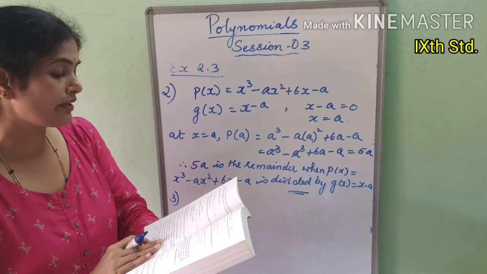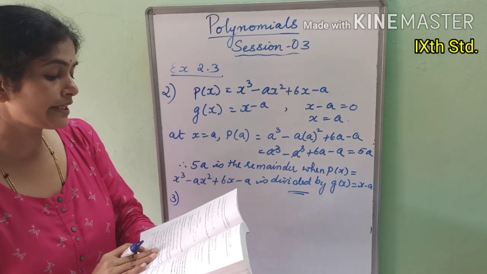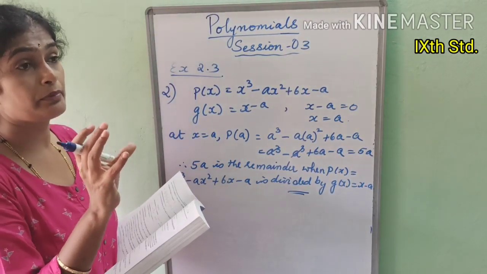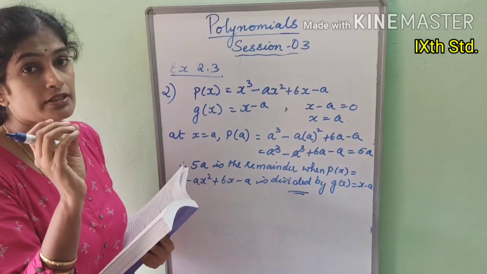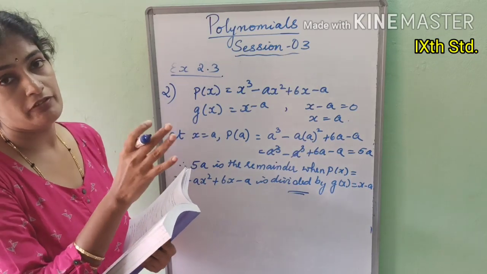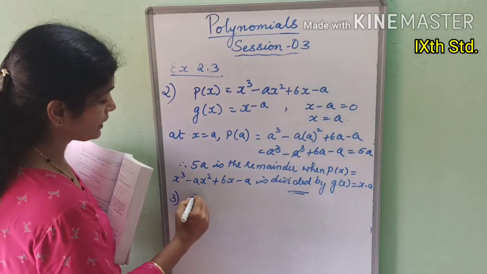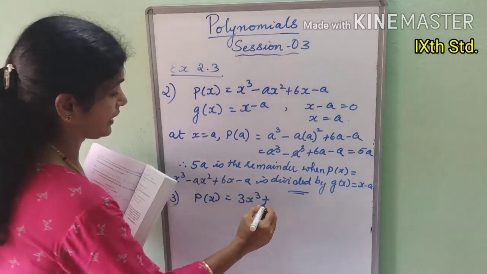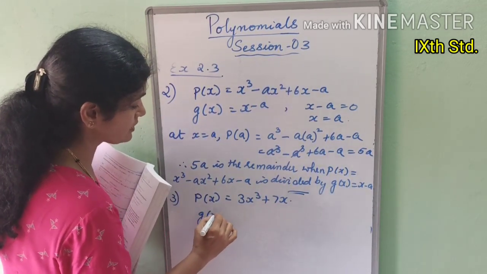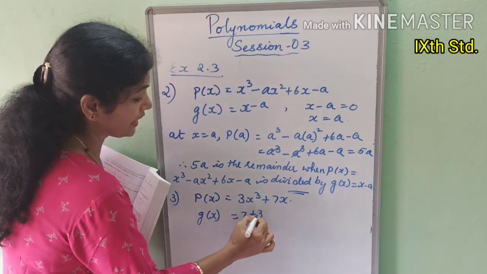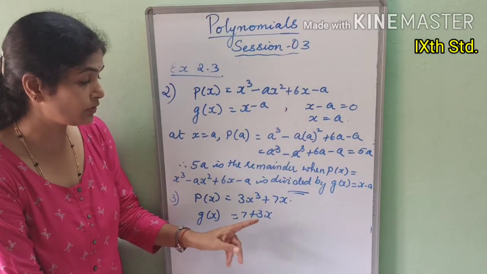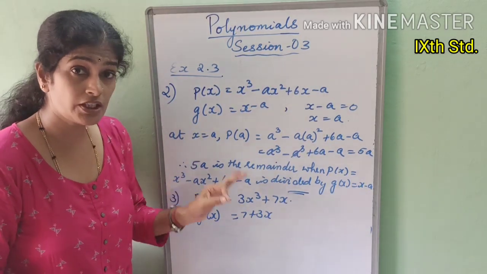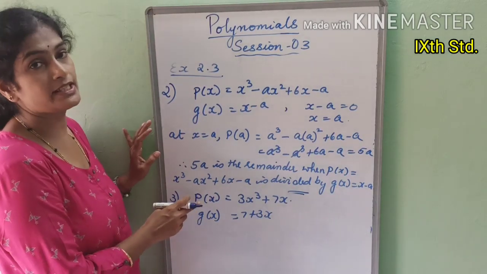Check whether 7 plus 3x is a factor of 3x cube plus 7x. A certain number will be a factor of p of x when p of x is completely divisible. That means when the remainder becomes 0, then a polynomial is a factor of another polynomial. So here the first polynomial is p of x equal to 3x cube plus 7x. Now you have to check whether this g of x, which is 7 plus 3x, is a factor of it. That means you have to find the remainder when 3x cube plus 7x is divided by 7 plus 3x. If the remainder is 0, then yes, g of x is a factor of p of x.